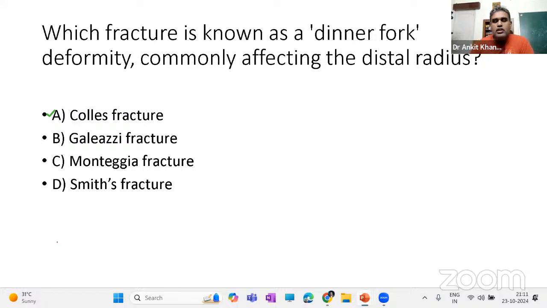Then there are Galeazzi and Monteggia fractures, where you have the fracture of the shaft of the radius in Galeazzi, and in Monteggia, I guess, there is fracture of the shaft of the ulna with some dislocation of the radioulnar joint. So they are different altogether. But dinner fork deformity can easily go with Colles fracture. Colles fracture will be the answer over here, right?